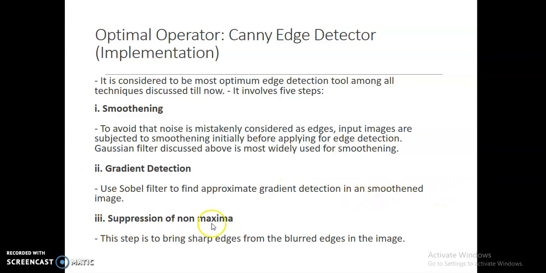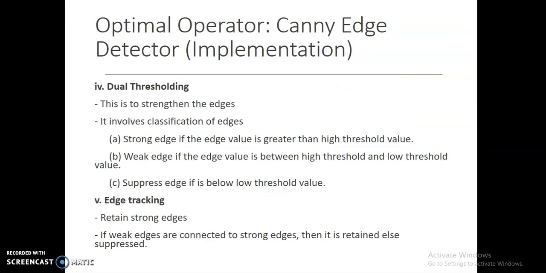Third one is suppression of maxima. This step is to bring sharp edges from the blurred edges in the image. The fourth one is dual thresholding. This is to strengthen the edges. It involves classification of edges in terms of strong, weak, and edges that are non-considerable.